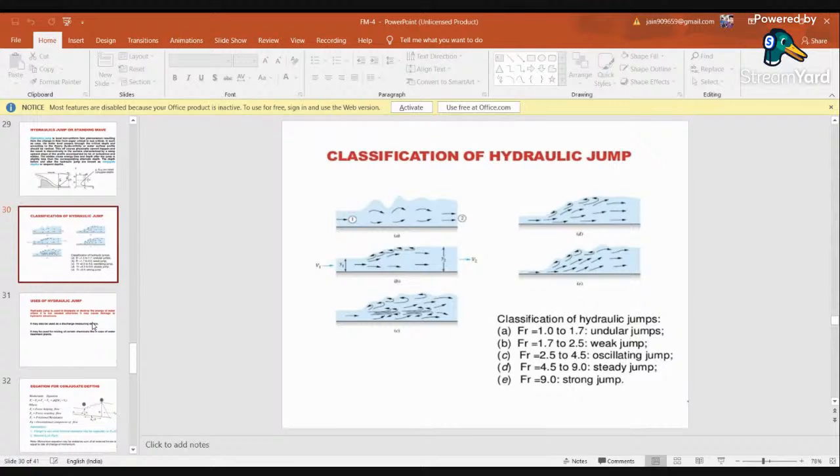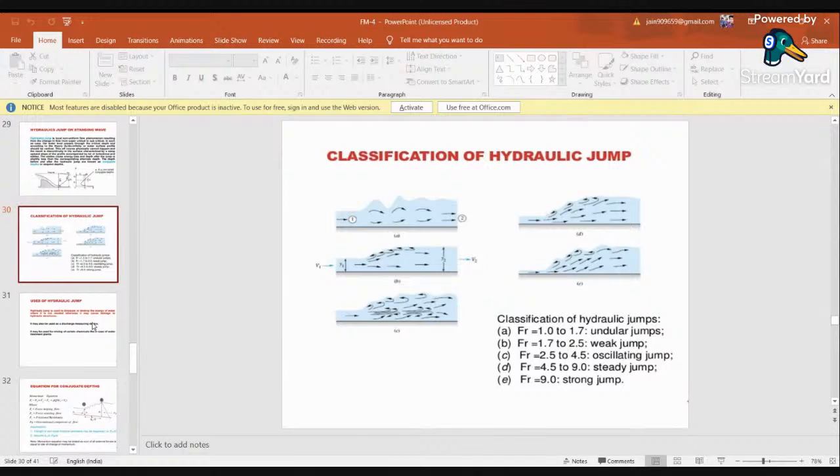Strong jump is the perfect type of jump. It forms when frictional losses are more and the velocity is very high, so that energy losses take place. The water changes its state from supercritical to subcritical in a very short length compared to all other types of hydraulic jump. So this jump is highly preferred in dam structures.